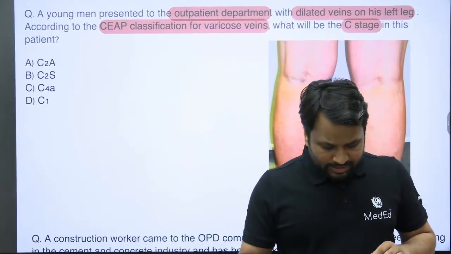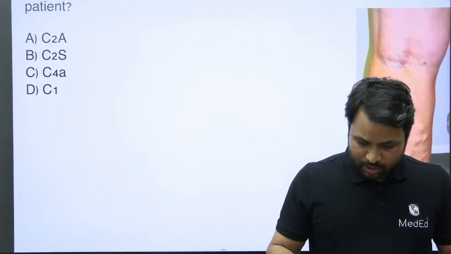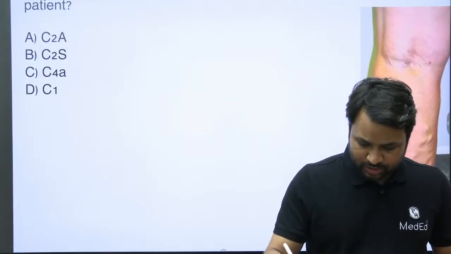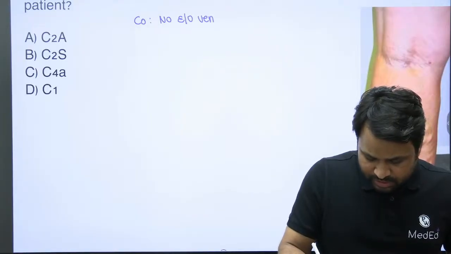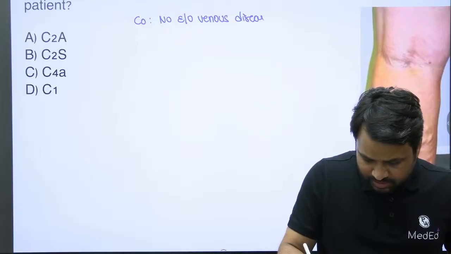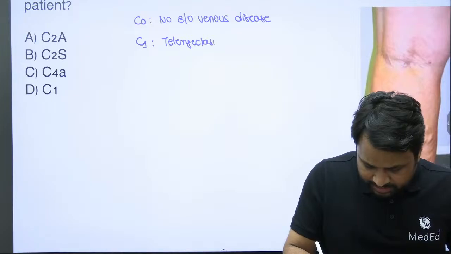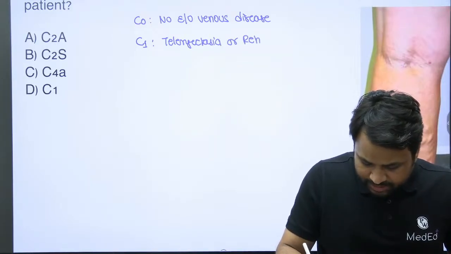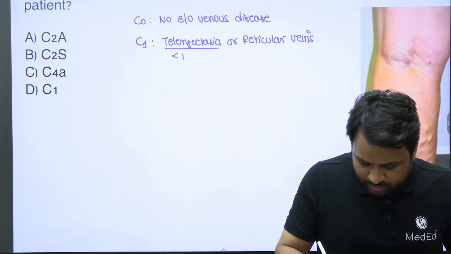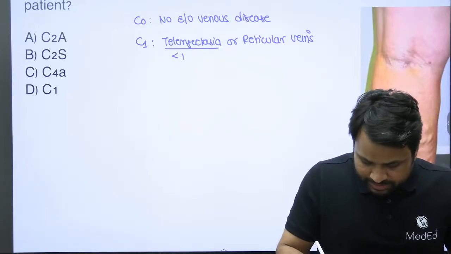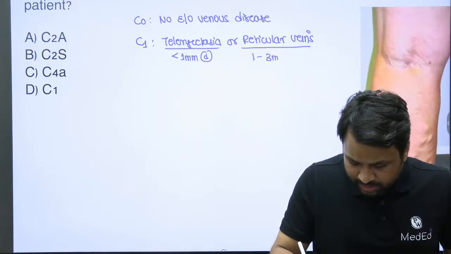Okay. Now, if you look at the entire context of it, we'll try to understand the C classification. I hope everybody knows it. A quick recap of the C classification. C0 indicates there is no evidence of venous disease. C1, there is telangiectasia or reticular vein. Telangiectasia is thin thread-like veins less than 1 millimeter in diameter. Reticular vein is going to be 1 to 3 millimeters in diameter.